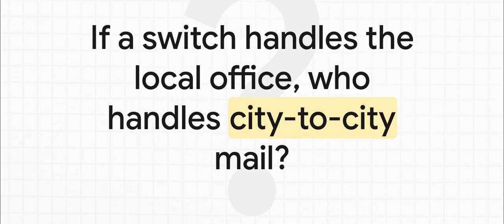If the switch is the super efficient mail sorter for one single office building, making sure every letter gets to the right desk, what happens when you need to send a letter to a completely different city, across the country? Well, that local mail sorter can't help you. You're going to need a different kind of device, one that operates at a higher level with a much, much bigger map of the world. And that, my friends, is where a router comes in.